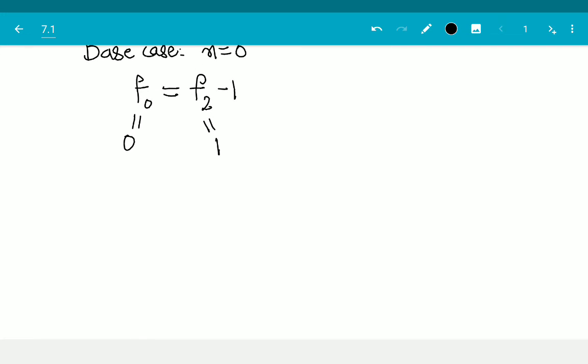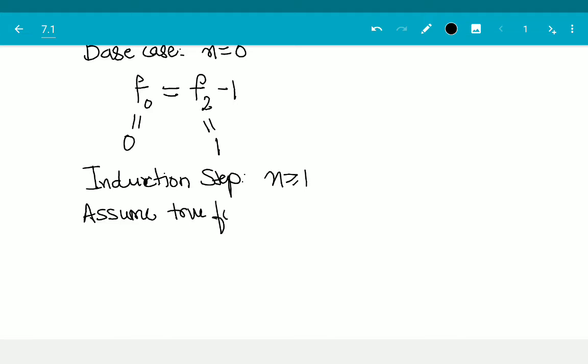Now I want to show for n greater than or equal to 1. Induction step. So assume that it is true for some k. Assume true for n is equal to k. Show for n is equal to k plus 1. Right? I want to do it for k plus 1.